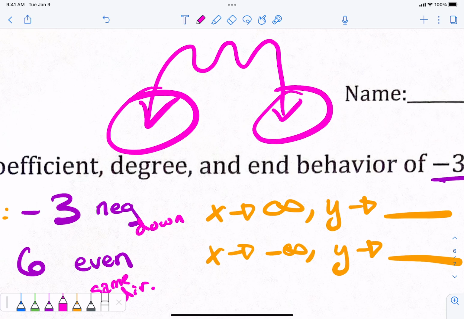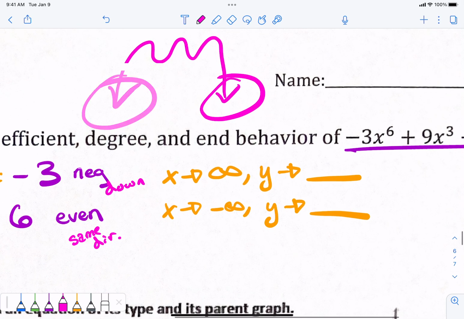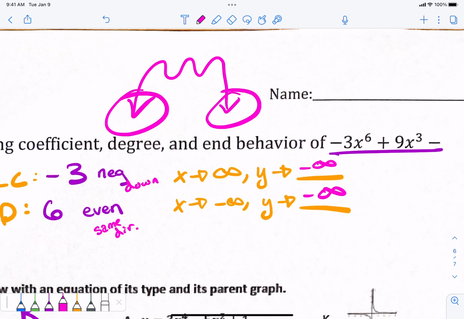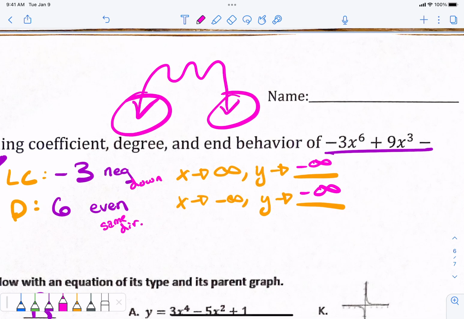Now I have the graph, right? Now I have it figured out. As x goes to the right, what's the y doing? Y goes down, negative infinity. As x goes to the left, it's also going down, negative infinity, okay? So they don't give me the graph to begin with, but I can figure that out using the positive, negative, even, odd, right?